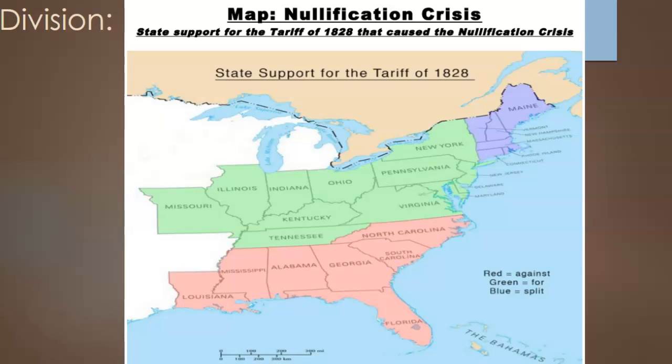This is a map that shows how the different states felt about the tariff. The ones that are blue are the ones that were kind of split down the middle. They didn't really know how to feel about it. The green states are the ones that were very much in favor of this tariff, and then red are the ones that were very against. And you can see here, it's almost the exact same states that are going to become our Confederacy and Union states. It's split almost down the middle.